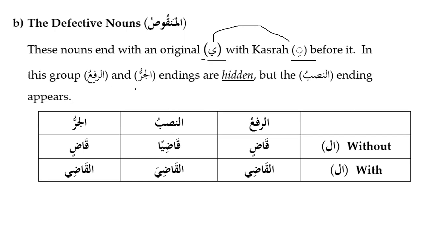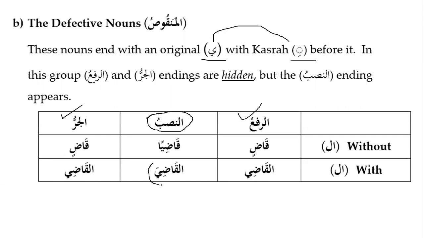In this group, the rafu and the jaru endings are hidden. However, the nasbu ending appears. So the nasb is not hidden. In the maqsur, all three endings are hidden. But here, only the rafu and the jaru states are hidden, whereas the nasb state appears. Look over here, without al, qadin, and al-raf is qadin, and al-jar is qadin, but al-nasb is qadiyan. So in the nasb, the ya has appeared. Qadin, qadiyan, qadin. And when we have al with that, then also the ya comes back, al-qadi, al-qadi.